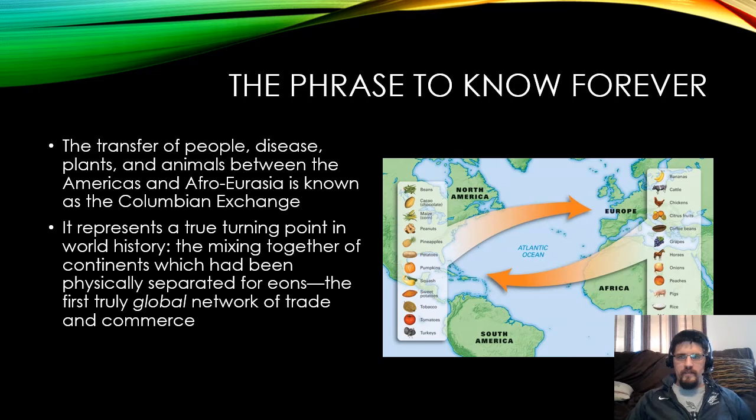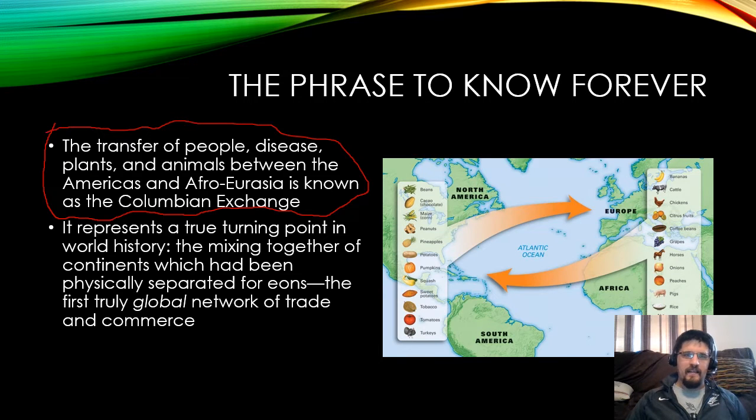All right, so we're diving straight into the waters of vocabulary right away. The Columbian Exchange itself is defined by this first bullet. It is the transfer of people, diseases, plants, and animals between the Americas and Afro-Eurasia. That is the definition of the Columbian Exchange. Now, please note that you have to use the word between there.